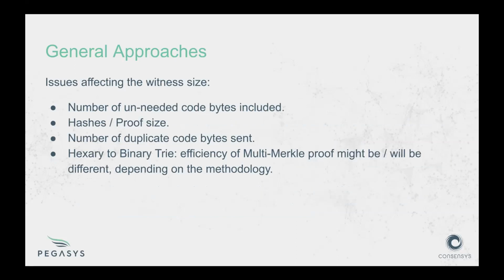The issue affecting witness size is the amount of unneeded code bytes that are included. Assuming that you can't perfectly send just the bytes that are executed, and you need to send bytes that you've got in a Merkle-Patricia trie, you're probably going to have extra bytes that you don't really need. They'll have to be sent anyway, because you'll be trying to hash that data to produce something that hashes up to the root hash for the code. So you've also got to send the hashes and the structure, the proof.